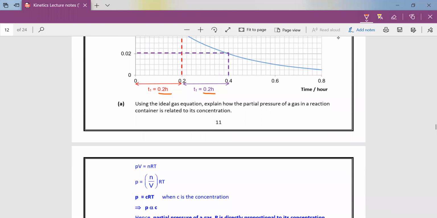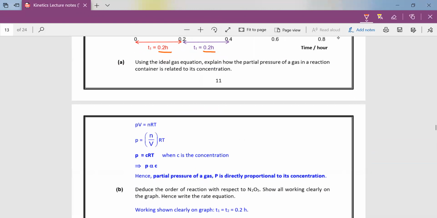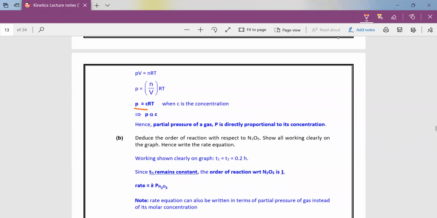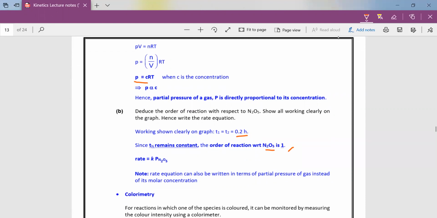Part A asks us to use the ideal gas equation to explain how the partial pressure is related to the concentration. So you just rearrange it, and you can see that the pressure is directly proportional to the concentration. Because our half-life is constant, the order of reaction with respect to N2O5 is 1. So the rate equals the rate constant times the partial pressure of N2O5.